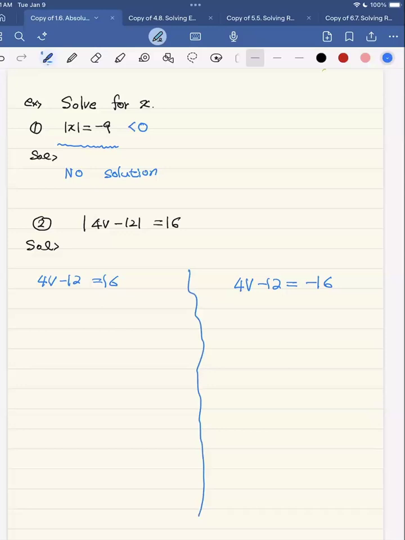To eliminate 12 on the left side, we add 12 on both sides. Then negative 12 and 12 will cancel each other, and we have 4v equals 28. Then we divide by 4 on both sides. Then 28 is 4 times 7, and this 4 and this 4 will cancel each other. And we have v equals 7.